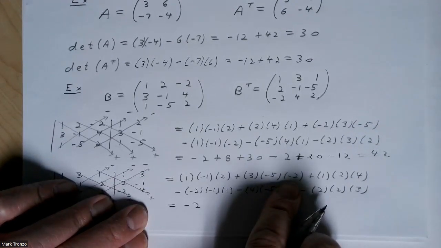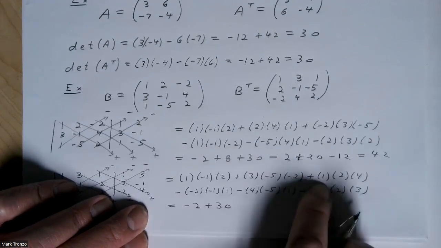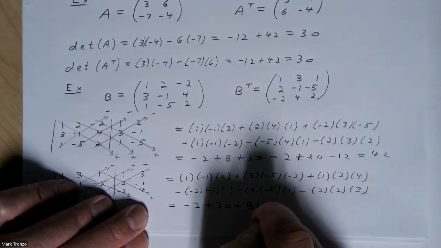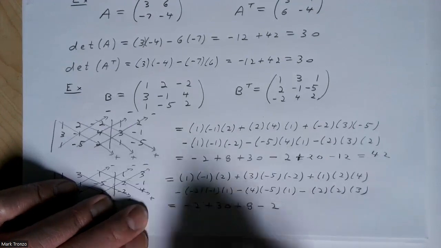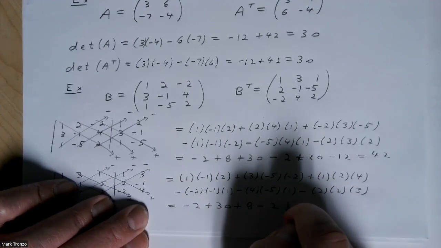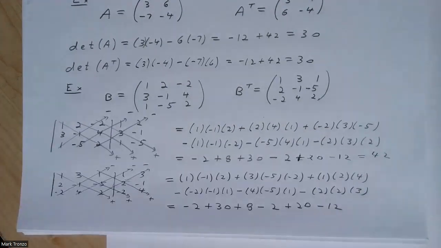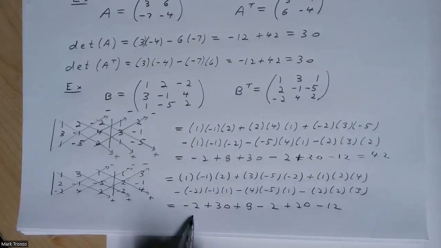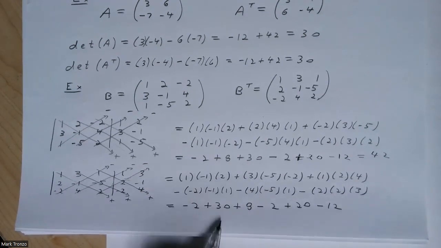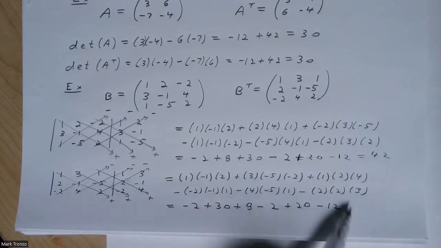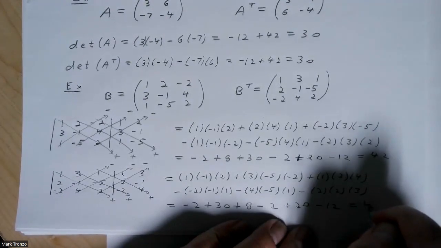That's going to be 10, 30, plus 8, minus 2, plus 20, minus 12, like this. And actually, if we look at these numbers, they look very similar. We have a 2, we have an 8, and a 30. Those match. 2, 20, and so we should get 42 for this one as well.